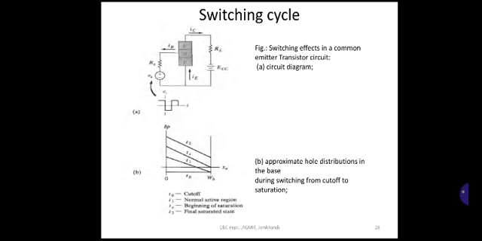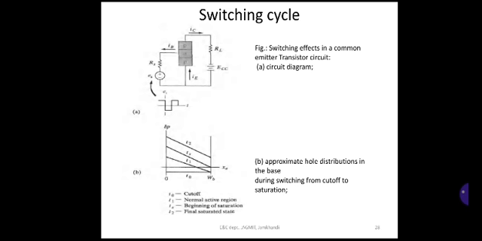T2 is the final state of the hole distribution, beyond which there is no further increase in the hole distribution. As the stored charge in the base, QB, increases, where Q represents charge and the suffix B stands for base, there is an increase in the collector current IC. The collector current does not increase beyond its value at the beginning of the saturation, TS. So we can approximate this saturated collector current as IC equal to ECC by RL.